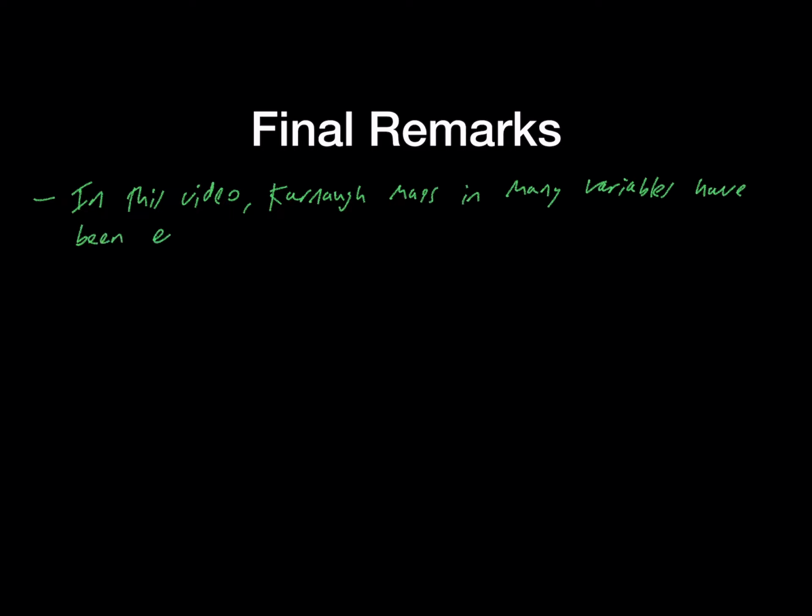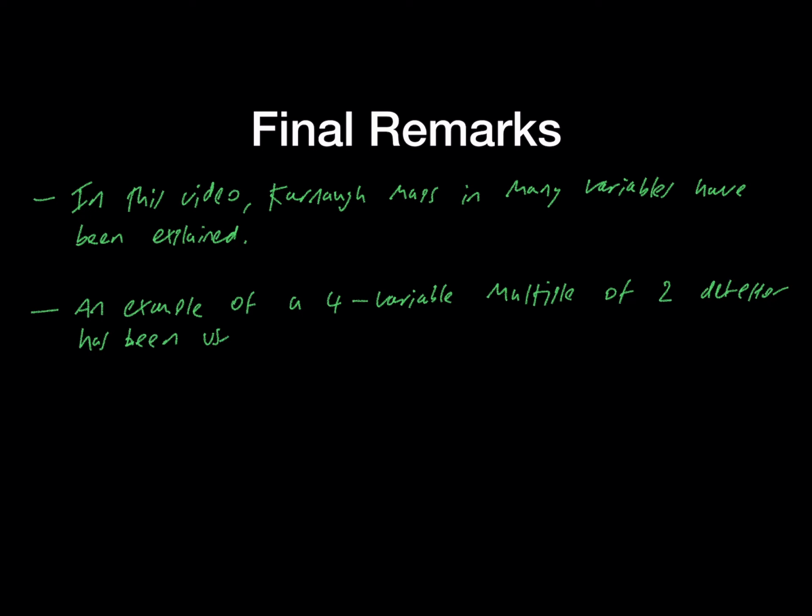We conclude with some final remarks. Karnaugh maps in many variables has been explained in this video, with an example of a 4-variable Karnaugh map. You should now be able to see how Karnaugh maps help you to make sense of increasingly higher complexity.